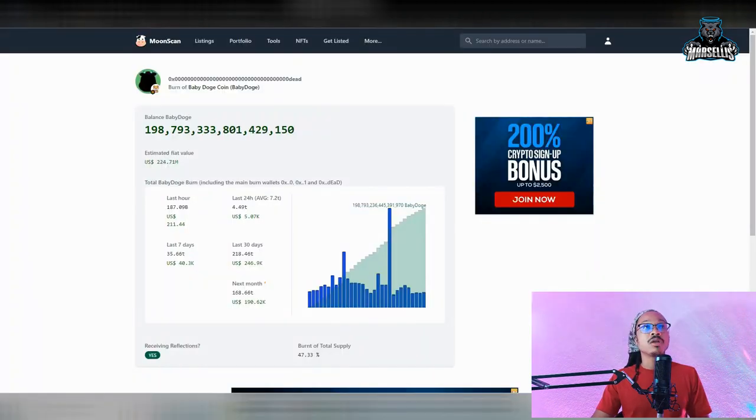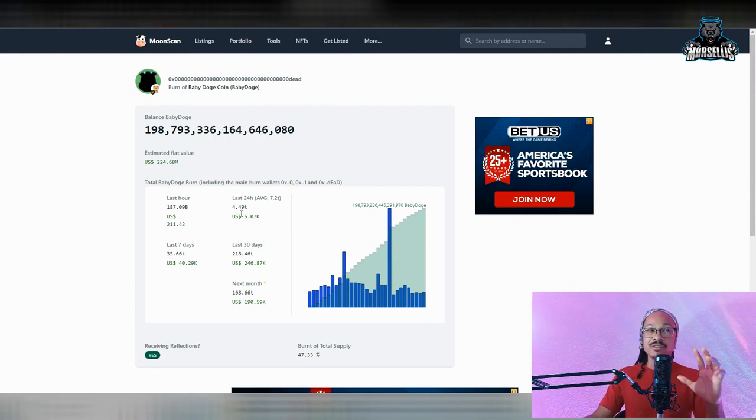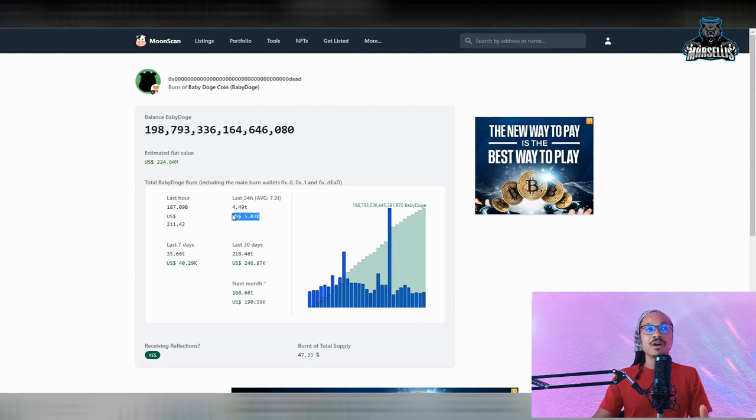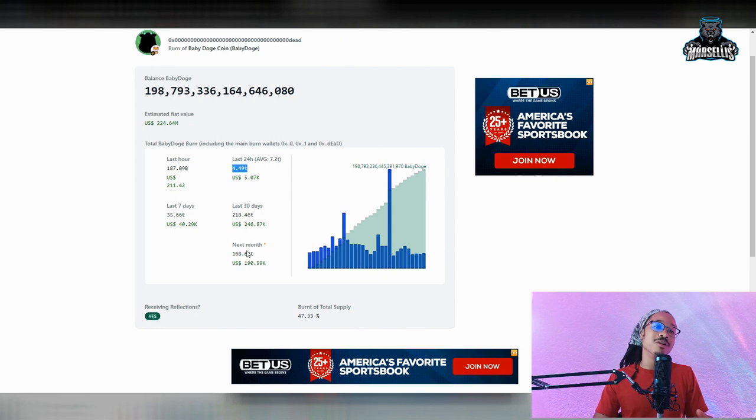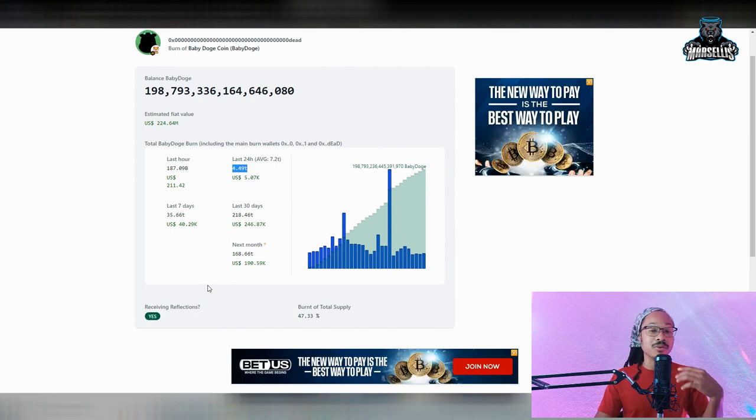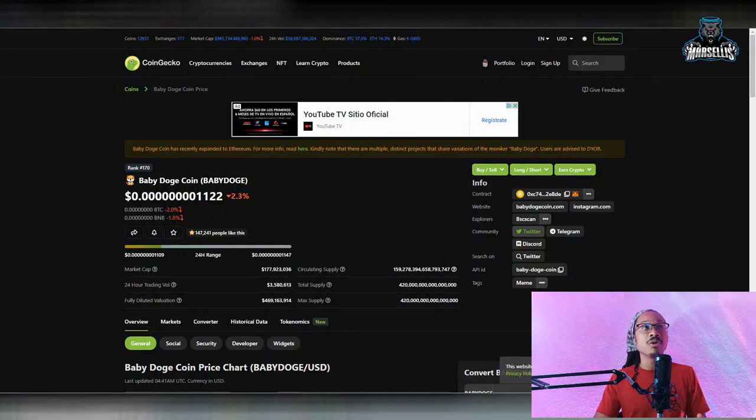Now, also, you want to check out Baby Doge. We're also doing some burns, but our burns are very small right now. The volume is so tiny. We only burned 5.07K inside of Baby Doge in the last 24 hours, which only amounts to 4.49 trillion Baby Doge. It's very low for our burns, but eventually it will start to build up as the Baby Doge swap comes out. So I'm really not that worried about it.